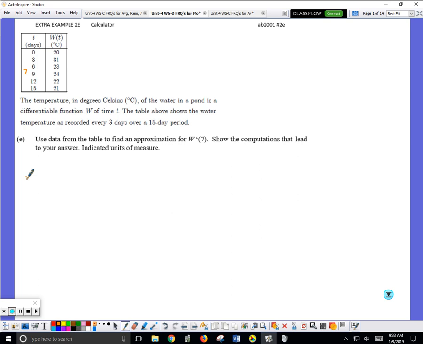I can't do it. But I could say that from day 6 to day 9, the temperature dropped by 4. So I'd say the temperature ended up being 24 degrees. The temperature was 28. So that's a drop of 4 degrees Celsius. Okay, that's not a rate. Rate is always a ratio. So I must compare that drop in temperature with how much time elapsed during that drop. So that's a 3-day time span.